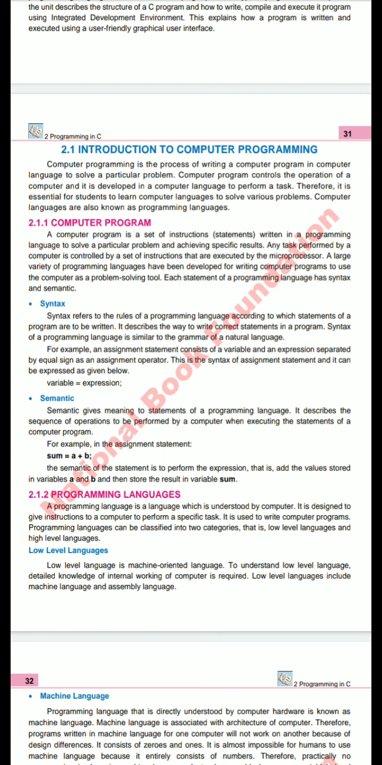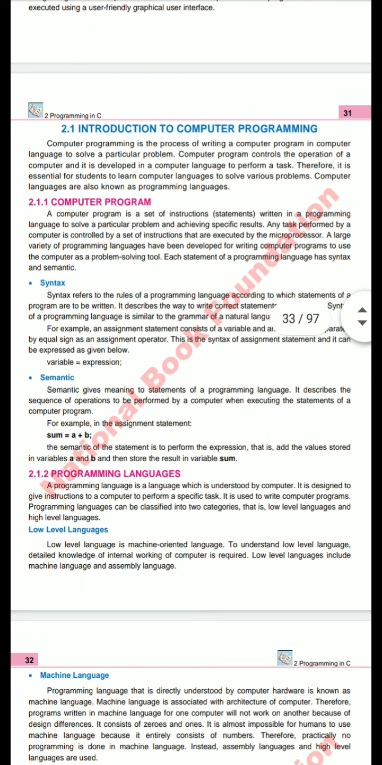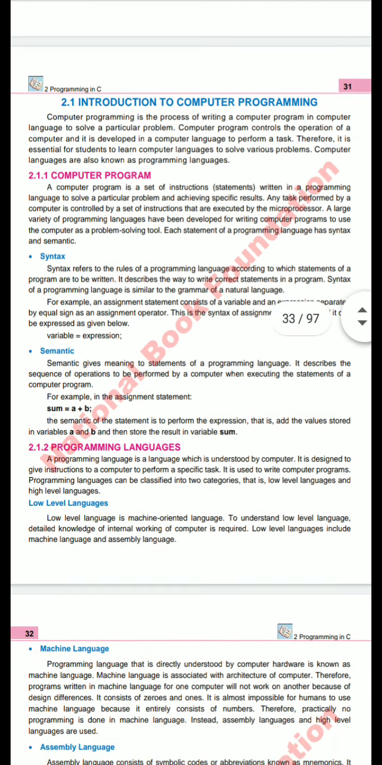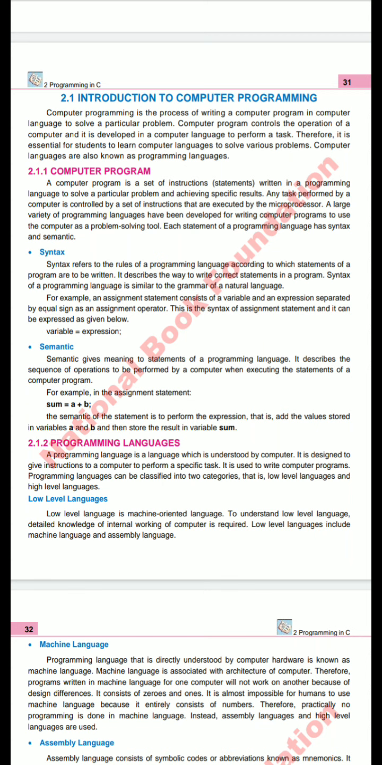Semantic gives the meaning of the statements of a programming language. Dear student, the semantic is totally related to the syntax. Syntax is following the rules, and semantic is the meaning of that programming language statement. For example, variable is equal to expression means the variable holds the result of the expression used. It describes the sequence of operations to be performed by the computer when executing the statement of the computer program.